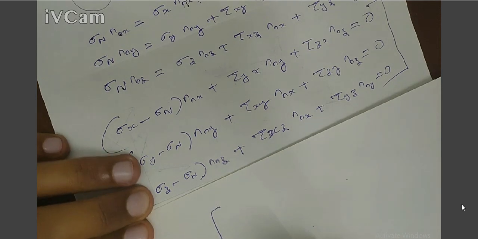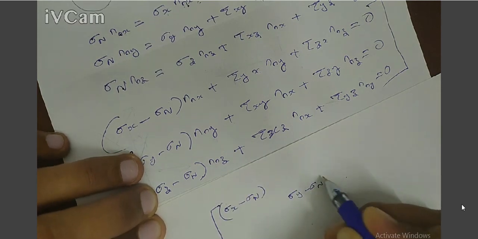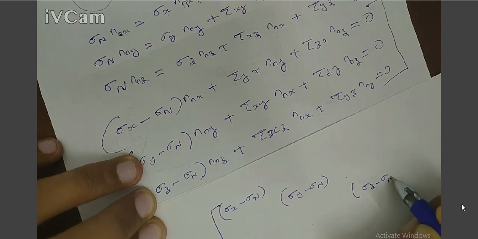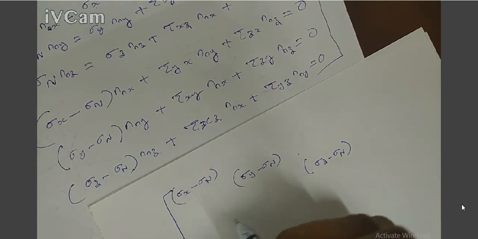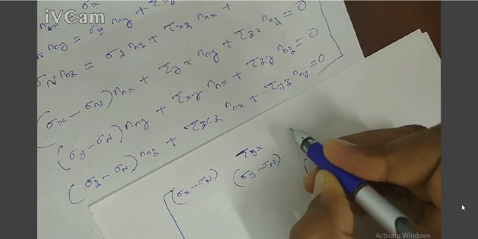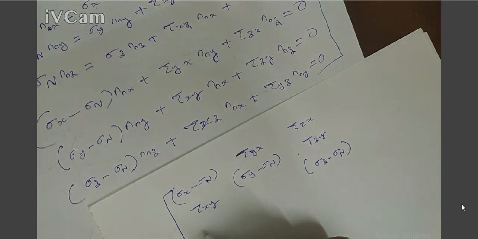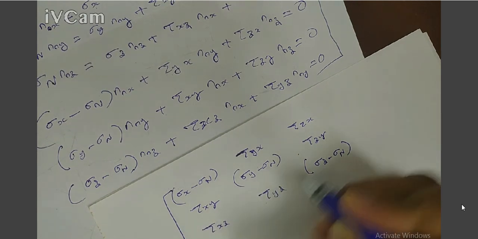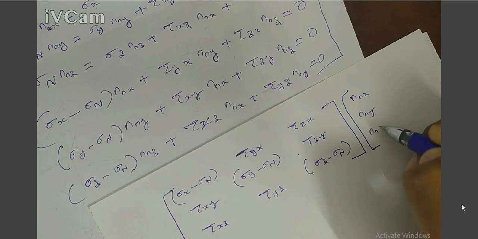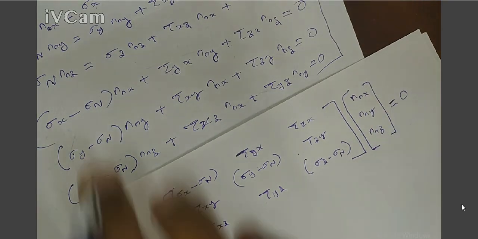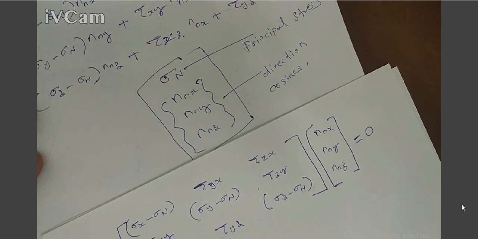So in matrix form, we can write sigma x minus sigma n, sigma y minus sigma n, sigma z minus sigma n. These are the diagonal terms, and this will be a normal stress value. Then here it is tau xy, tau zx, tau xy, tau zy, tau xz, tau yz, into the direction cosine terms nnx, nny, nnz, equal to 0. So we write this equation in a matrix form, and in this matrix we have four unknowns.